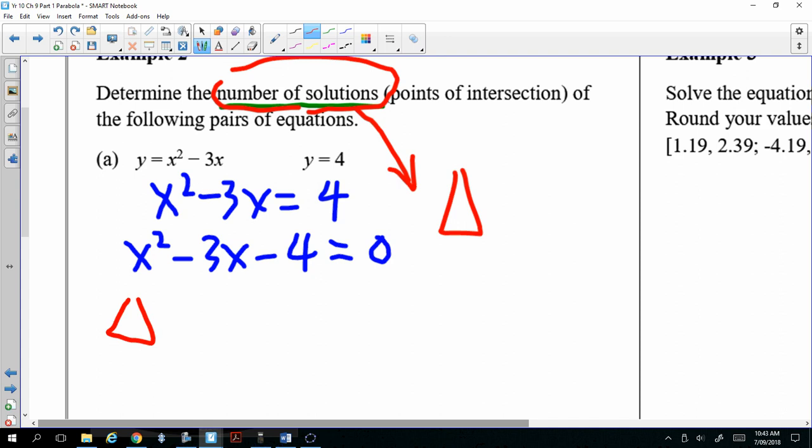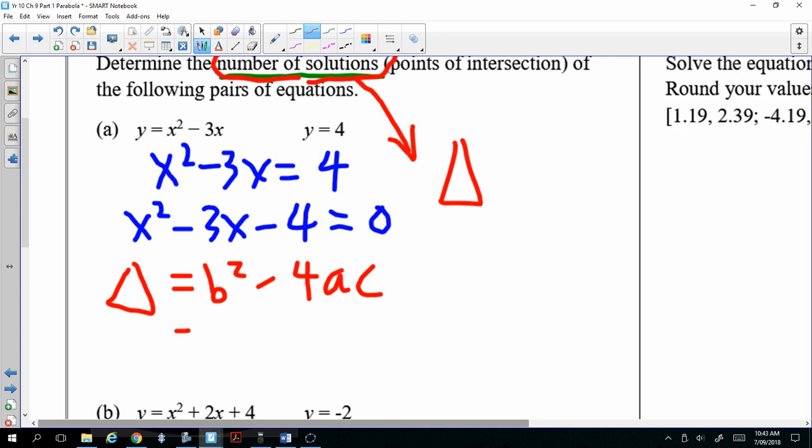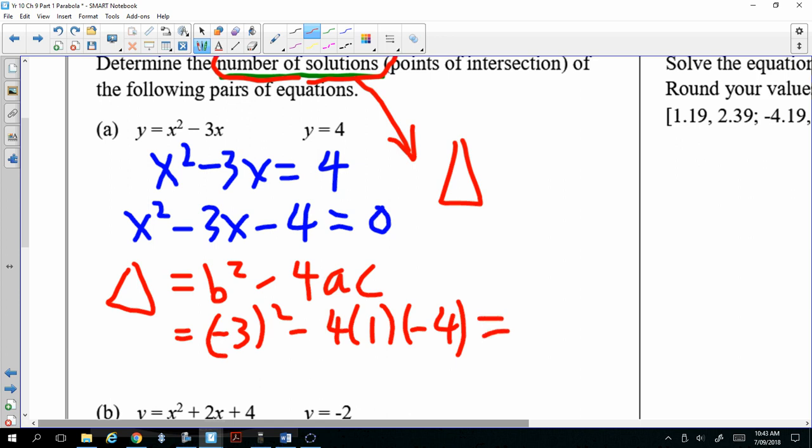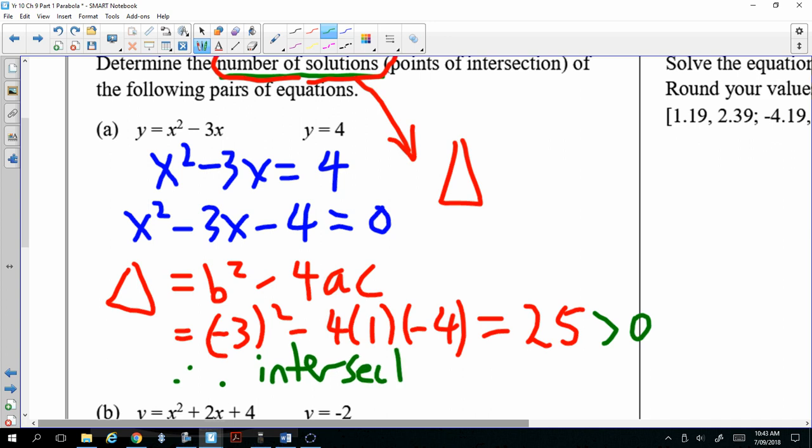And this is b squared minus 4ac. That will tell you how many times it will intersect the parabola. So you go b squared minus 4ac, and you can use your calculator, 9 plus 16, 25. And when it is positive, we say, therefore, intersect. Pretty straightforward. So make sure you read the question carefully so that you don't have to do unnecessary work.